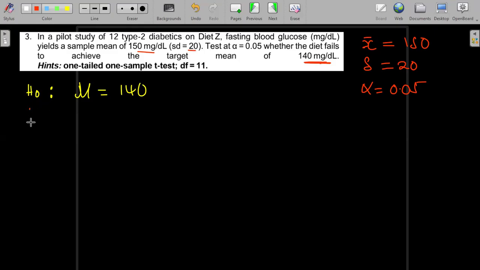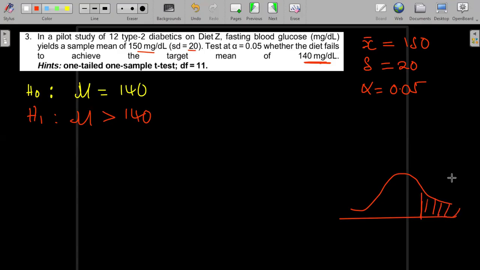Okay, so the alternative hypothesis here is that the mean is greater than what? 140. So this is a one-tailed test. If I draw my diagram like that, we are considering this part here. This part is our rejection region, and the rest here is fail to reject.